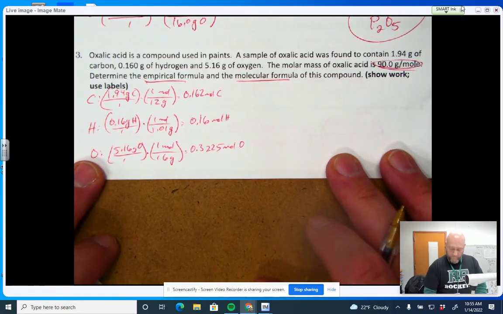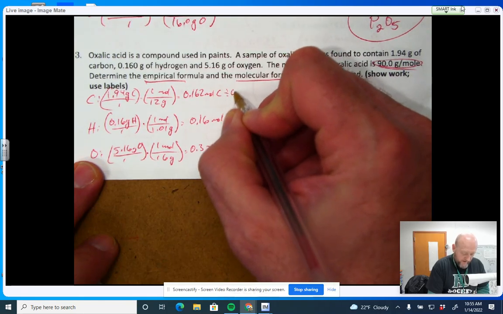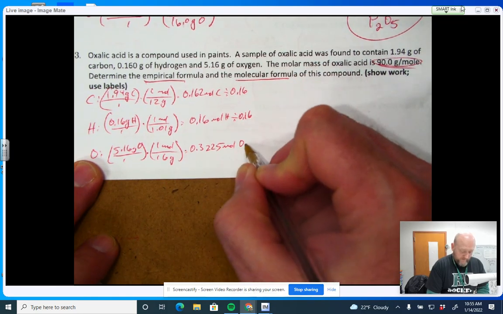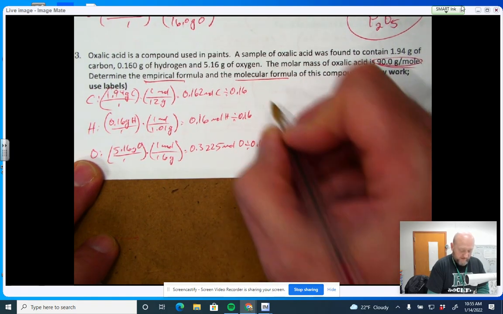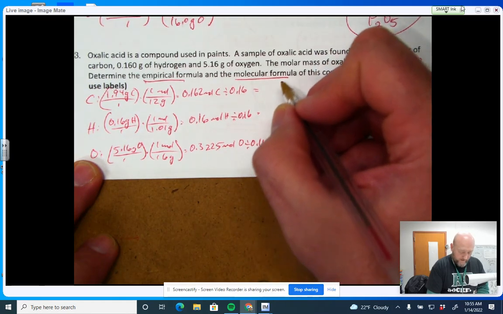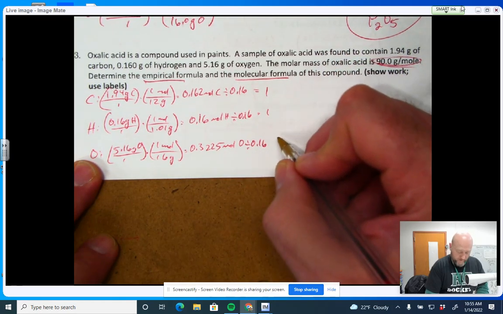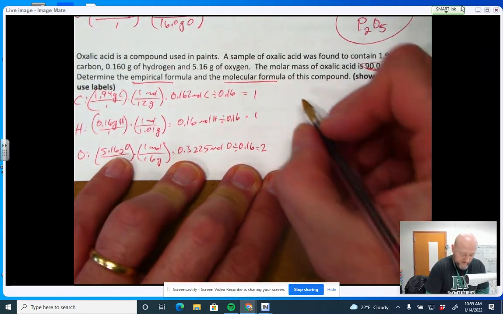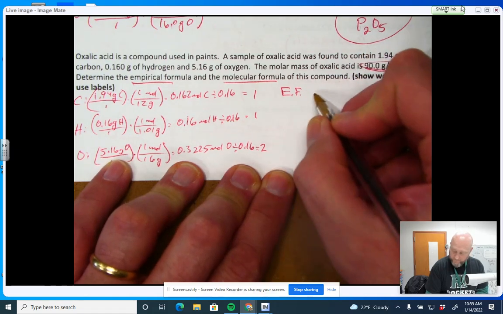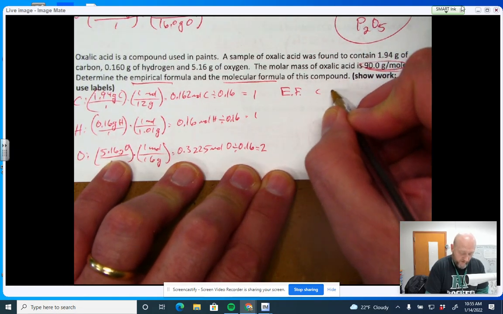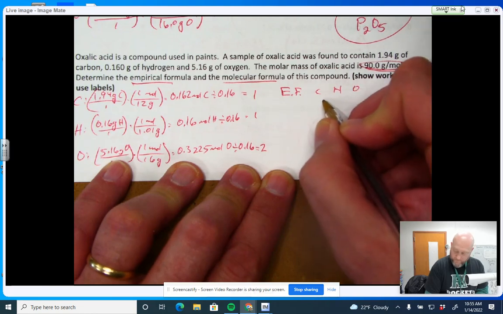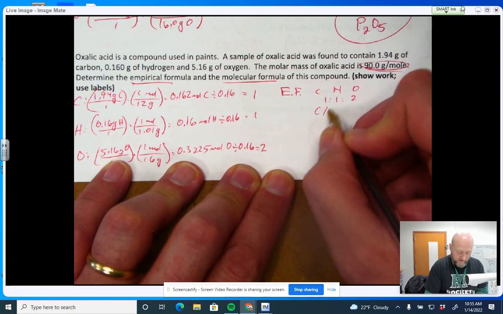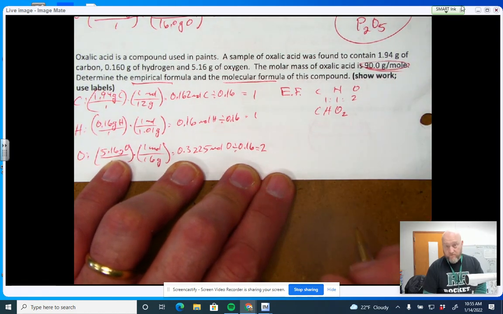So to find our mole ratio for each one of these, we want to divide them by the smallest number. And in this case, we're going to go ahead and divide it by 0.16. And when we do that, we see that we end up with 1, 1, and 2 for each one of those. So what that means then is our empirical formula is a ratio of carbon to hydrogen to oxygen of 1 to 1 to 2. So we have CHO2. That's our empirical formula.